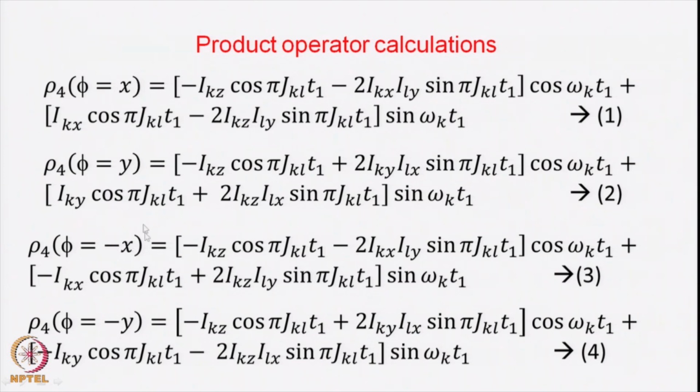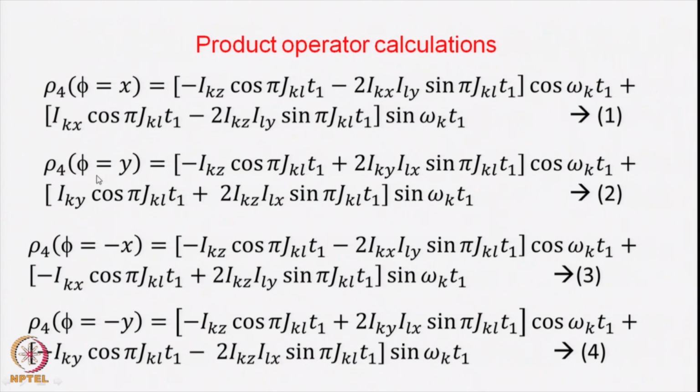You put it as 0, 90, 180 and 270. Okay. So, when you have 0 degree phase for the phi or the x phase, then the density operator rho 4 is the same as it was in the COSY. We have here minus ikz cosine pi j k L T1 minus 2 ikx ILY sin pi j k L T1 cosine omega k T1, ikx post cosine pi j k L T1 minus 2 ikz ILY sin pi j k L T1 sin omega k T1.